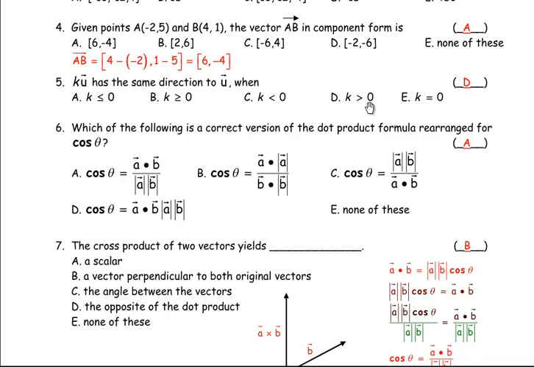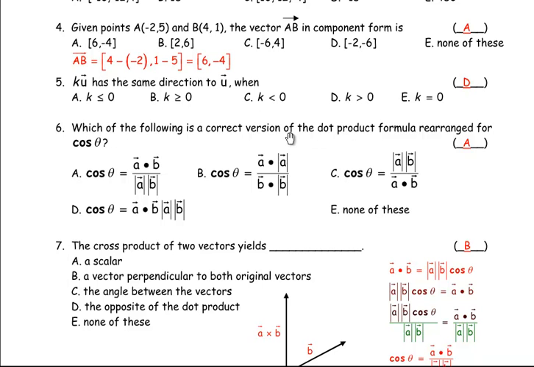B is almost the same answer as D. But notice there's an equal to sign. You can't have K being 0, because if you multiply a vector by 0, you get the 0 vector, which has no length. And something that has no length cannot have a direction. So K can't be 0. So that's why B is not correct, but D would be the only correct answer here.